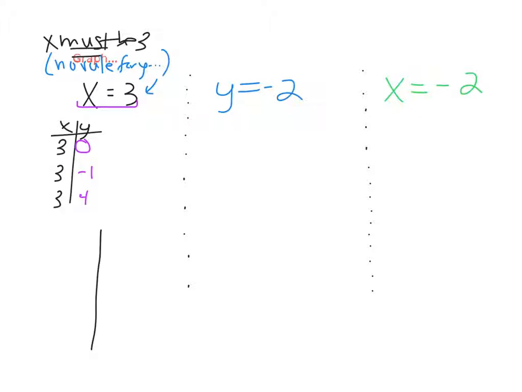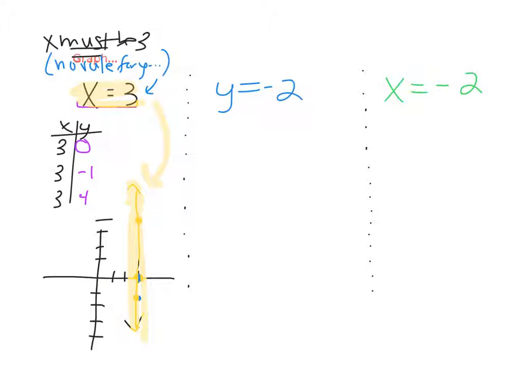So let's go draw 1, 2, 3, 1, 2, 3, 4, 2, 3, 4. So I'm just going to plot a few of those points. So 3, 0, 3, -1, and then like 3, 4. So I can see that those do indeed form a vertical line. So here is the line x equals 3.